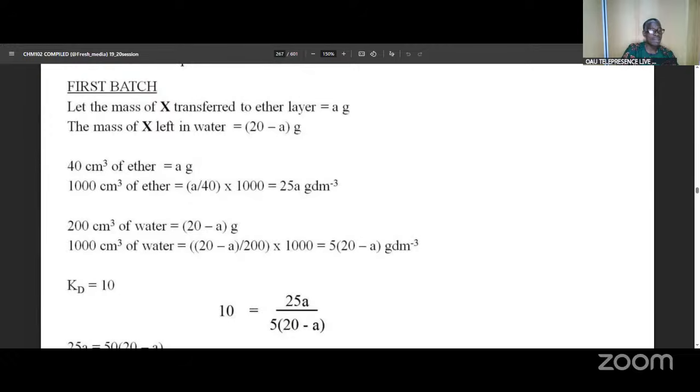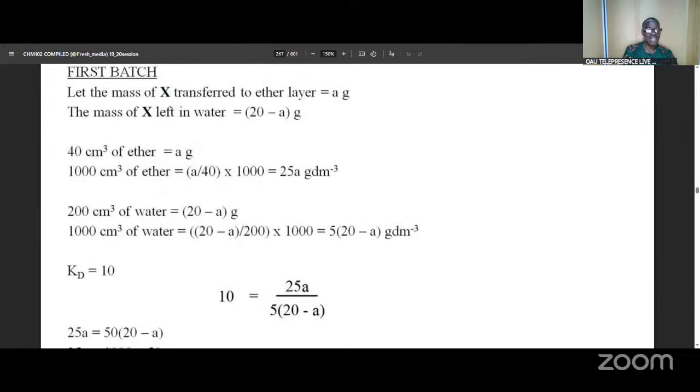Now, let's go to water. 200 cm cube of water also contains 20 minus A. So we assume that after we have removed A from the 20, the amount in ether, then in water we expect to have 20 minus A. The same way, 1000 cm cube of water will give 20 minus A over 200 times 1000, giving us 5 into 20 minus A gram per dm cube.